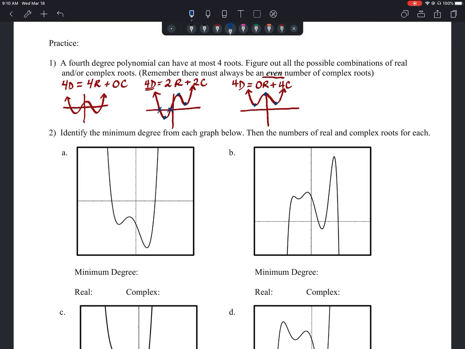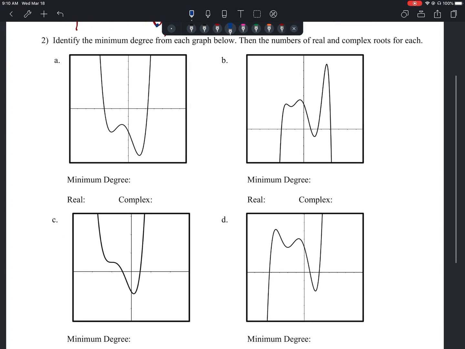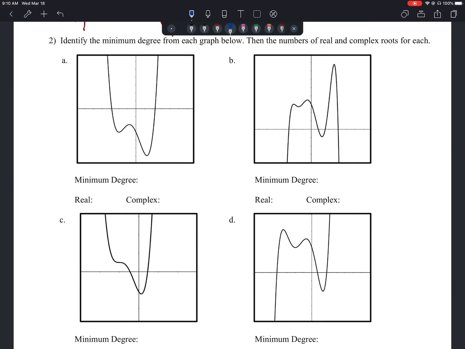All right, let's move on. Number 2 says identify the minimum degree from each graph below, then the numbers of real and complex roots for each. So just start tracing your graph on A. We go down here, we get to the bottom, that's a minimum. Then it shifts directions again, there's a maximum, then there's a minimum.